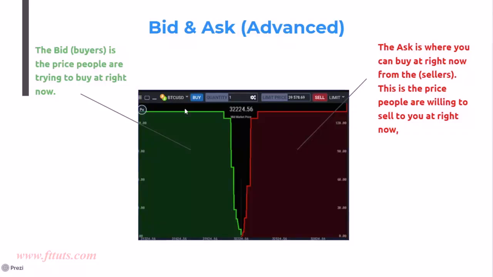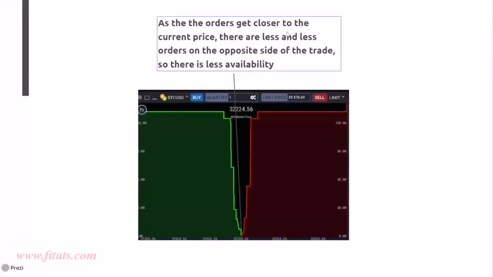And this is a visual representation of that. You can watch it happen in real time and see where the buyers and sellers are actually sitting. As the order gets closer to the current price, there are fewer and fewer orders on the opposite side of the trade, so there's less availability.